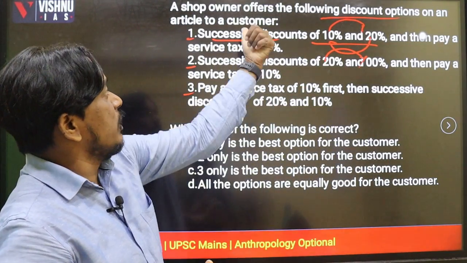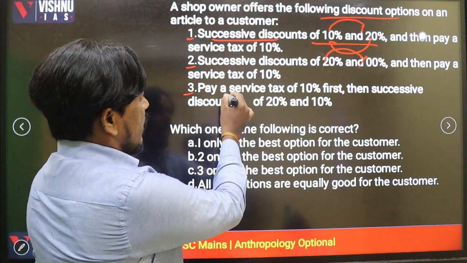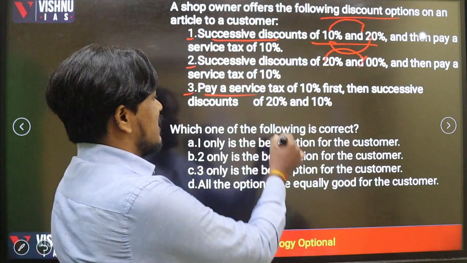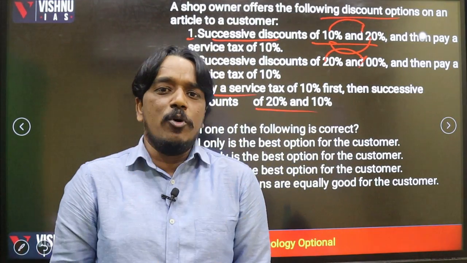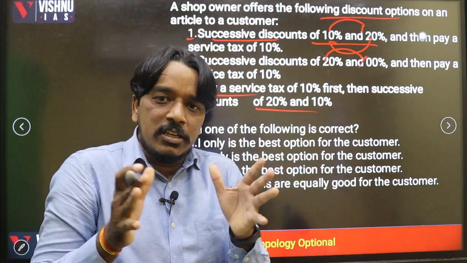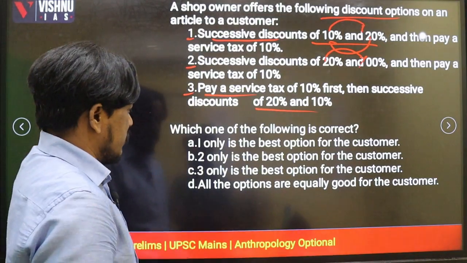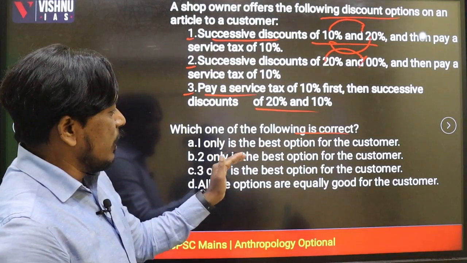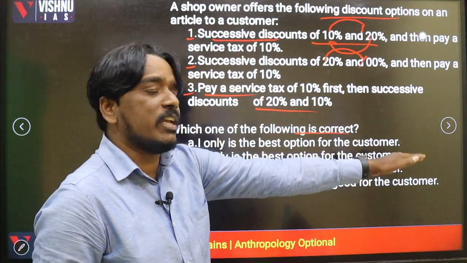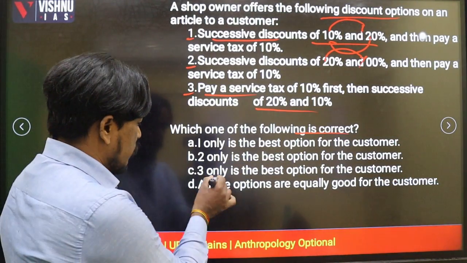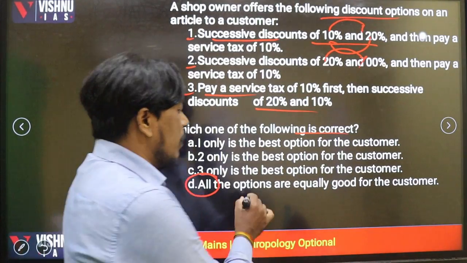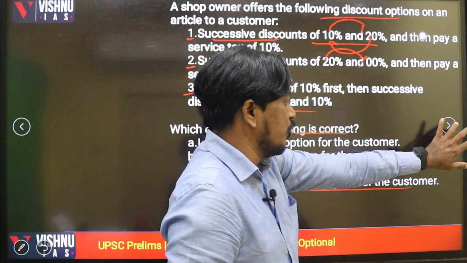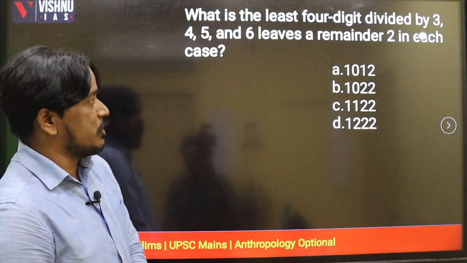We have to think from the customer's point of view. Pay a service tax of 10% first, then the successive discount. See, in all 3 cases the shopkeeper is giving the same thing, so we don't have any special thing. If you observe all the options, which of the following is correct? Only one being the best for the customer, we cannot conclude like that. So if you observe option D directly, all options are equally good for the customer. So we can take it as a very simple concept. No need to do anything. It's a common sense type of question.